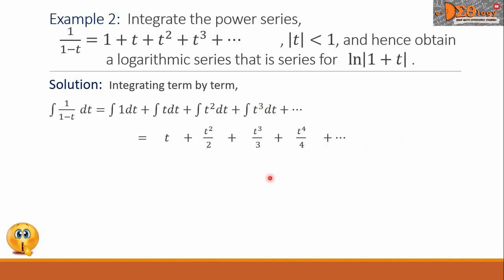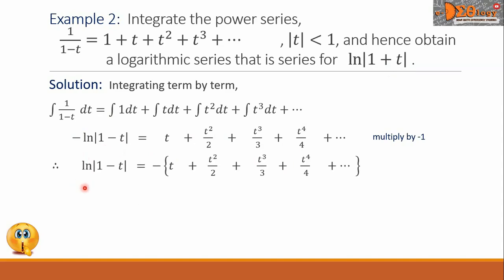This new series is actually equal to the negative of the natural log of the absolute value of the quantity 1 minus t. After taking the integral of each of the terms, we're going to find a logarithmic series for ln of the absolute value of 1 plus t. Using this expression, first we're going to multiply this equation by negative 1 so that the left side becomes positive. So it will be like this.